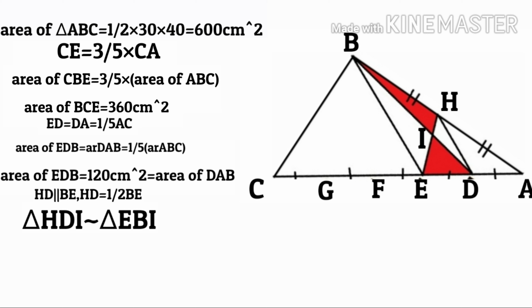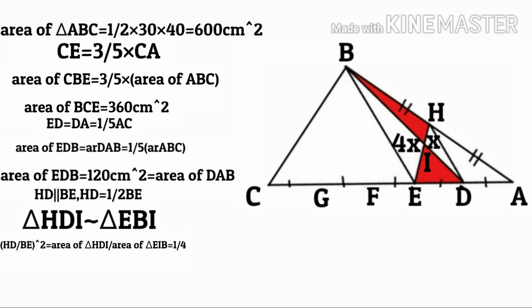Now, as we know that the ratio of the areas of similar triangles is equal to the square of the ratio of their corresponding sides, therefore HD upon BE the whole square gives area of triangle HDI upon area of triangle BIE. Therefore, 1 upon 4 is equal to area of triangle HDI upon area of triangle BIE. So, let the area of triangle BIE be 4x, so the area of triangle HDI becomes x.